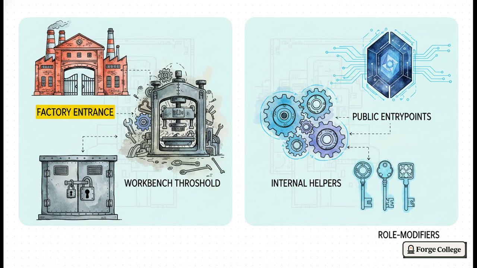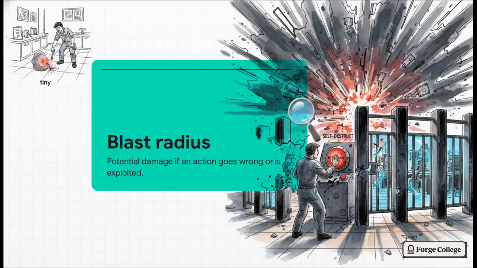Well, in our smart contract factory, our code's access checks are those physical security gates. The factory entrance, that maps perfectly to your public entry points, the outermost functions of your contract. Then you have the workbench thresholds. Those are your internal helpers, the functions safely doing all the heavy lifting behind the scenes. And what about those specialized tool cabinets? Those are your role modifiers. They act like highly specialized locks, making sure only a worker with the exact right key can pull out a potentially dangerous tool.